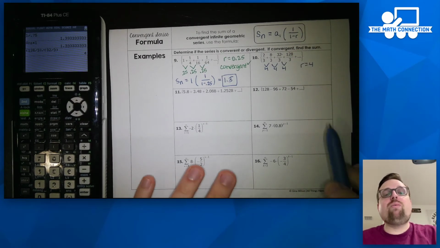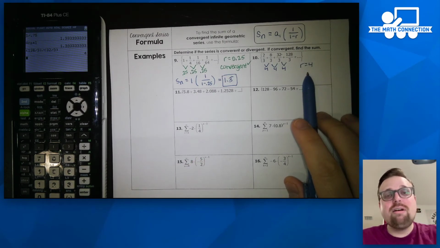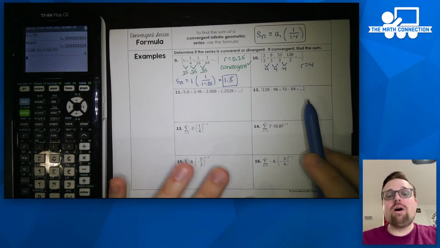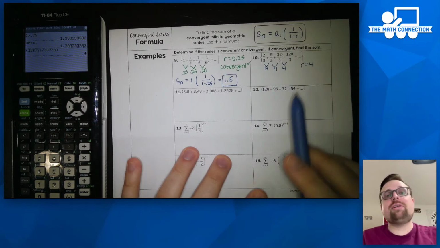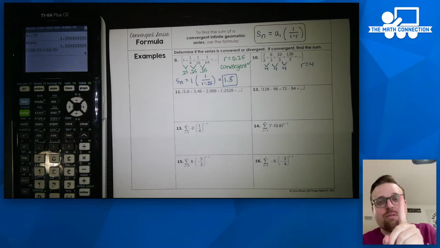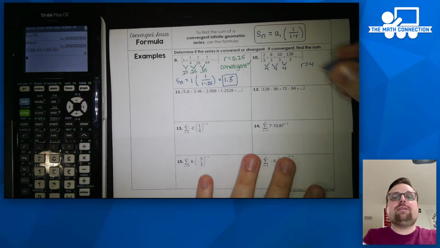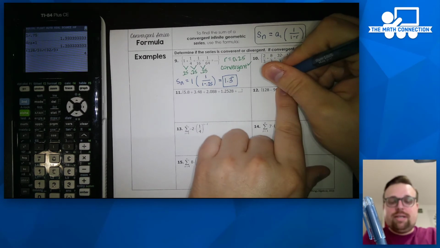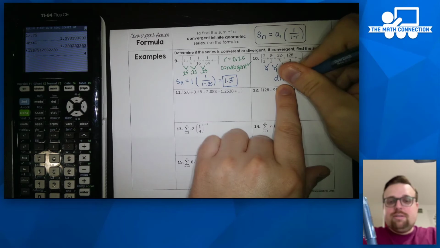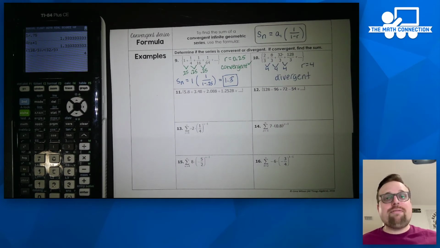So remember, when the r value is larger than 1, if it's not a fraction, then that means that, number 1, the numbers in our series are just going to keep getting bigger and bigger and bigger. And that means our sum is actually going to keep getting bigger and bigger and bigger. We're not approaching one particular value. It's just going to be a larger number every time we add another term to it. So this is a divergent series. So we're just going to write divergent, and that's all we have to do for those.